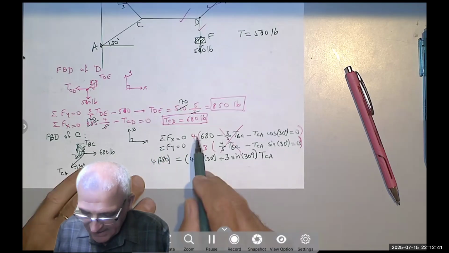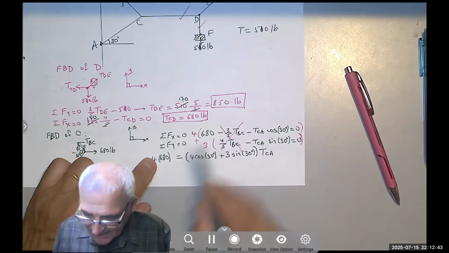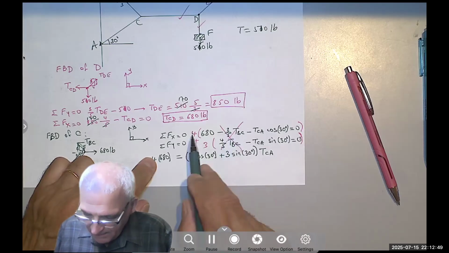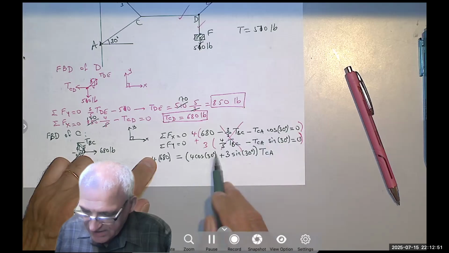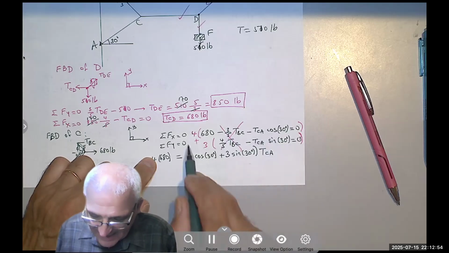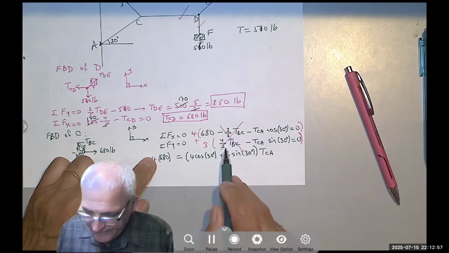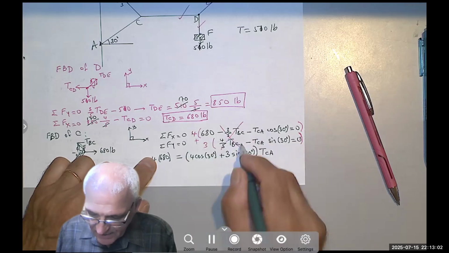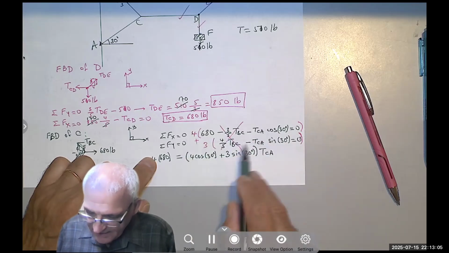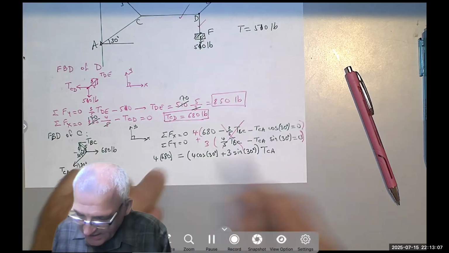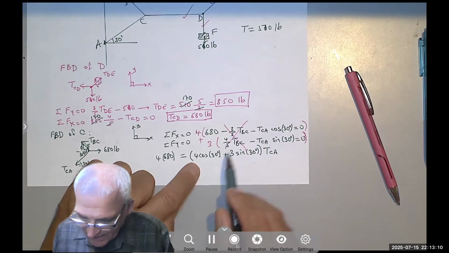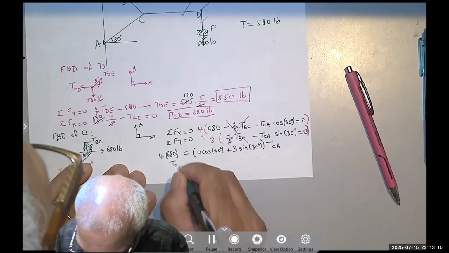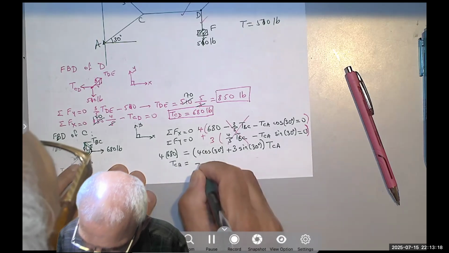So what I did is I multiplied 4 by 680. I multiply 4 by that, so I get negative 12/5 TBC minus 4 cosine 30 TCA. And then I added to that 3 times 4/5 TBC, which is positive 12/5. That canceled the negative 12/5. 3 times that is negative 3, but I had the negative sign, so I had to add 3 sine 30 TCA. And now TCA, I can use my calculator and solve.